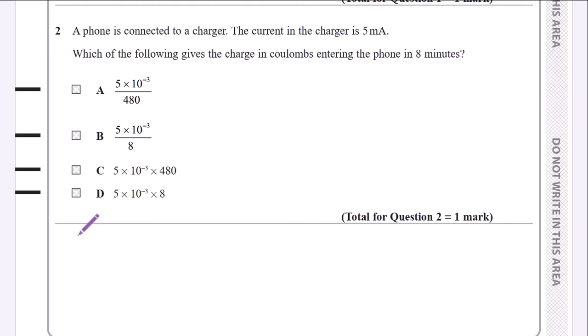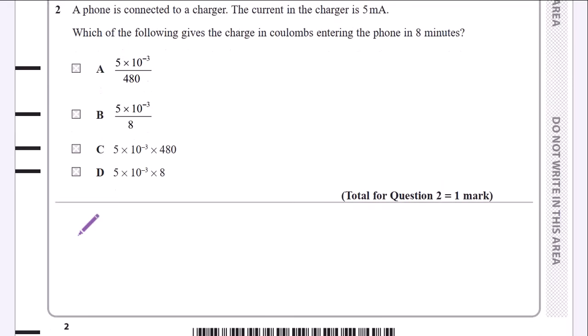Let's move on to question 2. The phone is connected to a charger. The current in the charger is 5 milliampere. Which of the following gives the charge in coulombs entering the phone in 8 minutes? What I also need to mention at this stage is Unit 2 is completely dependent on equations. You need to have a very clear understanding and you need to be able to recall all of the equations at a moment's notice.